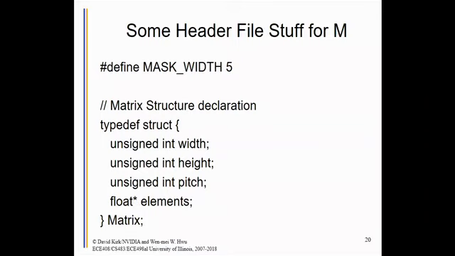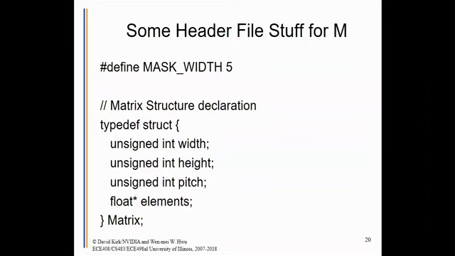So in the host code, this is an example host code. We have a mask width, so 5 by 5. We just define the mask width to 5, and then we define the constant filter, the mask array or matrix. Here we use an industry standard matrix object representation.